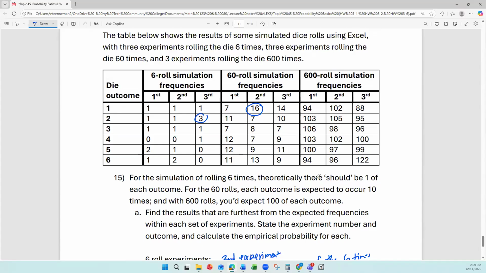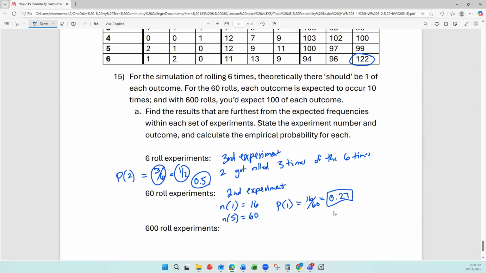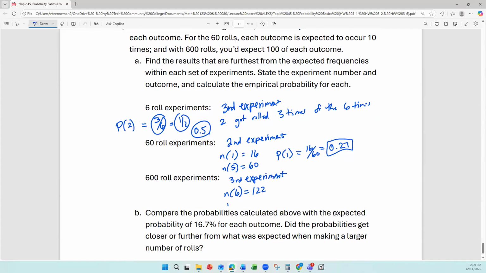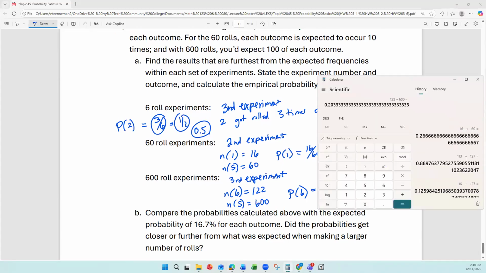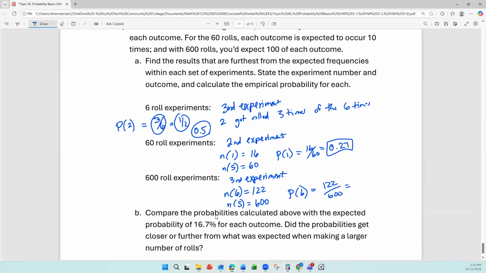And then if you roll the die 600 times, you'd expect each number to show up 100. And this 122 is the furthest away from that. So on the third experiment, the number of times that 6 got rolled was 122. And that was out of the sample space of 600 rolls. So the probability of rolling a 6 based on that experiment is 122 out of 600, which is 0.20.